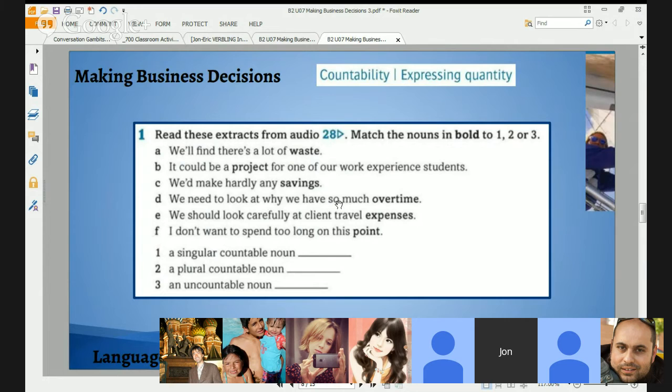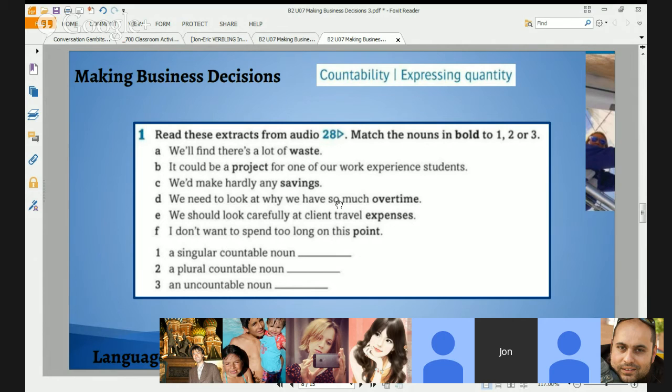A lot of waste. So "a lot of" can be used when something is abstract or concrete. So it's a really good expression. Just as an example, we've got a few others: hardly any, so much. So it all depends on whether the verb expresses a mass quantity, whether it's abstract, or whether it's countable and expresses a unit.